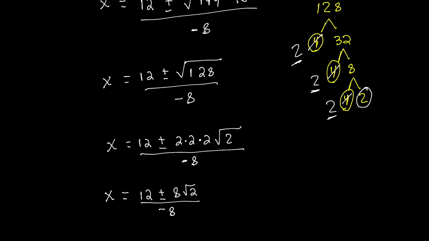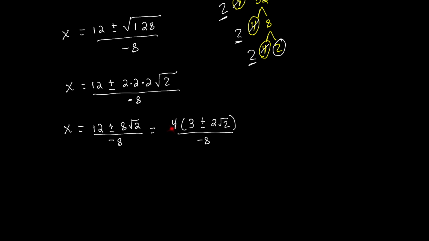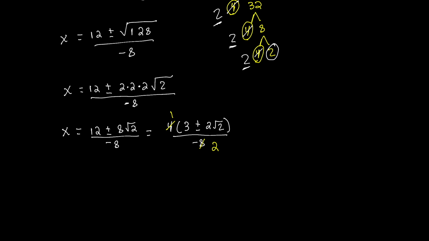And now we can concentrate on the numerator. Notice that 12 and 8, the greatest common factor is 4, so I'm going to go ahead and factor out a 4, leaving me with a 3 plus or minus 2 root 2 all over -8. And now I'm going to simplify the 4 and the -8. That's just 1/2. So the 4 becomes 1, the 8 becomes 2. And now our final expression here, we can express it as 3 plus or minus 2 root 2 all over -2.